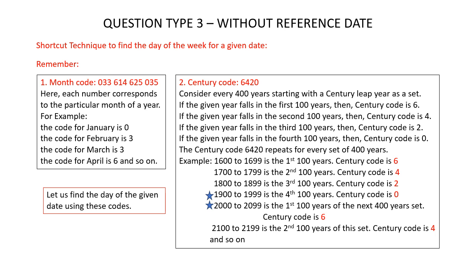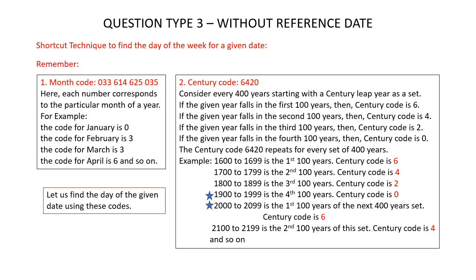So 1 is the code for May. The code for June is 4. For July it is 6. For August it is 2. For September it is 5. For October it is 0. For November it is 3. And for December the code is 5. So each number of the month code corresponds to a particular month of the year.